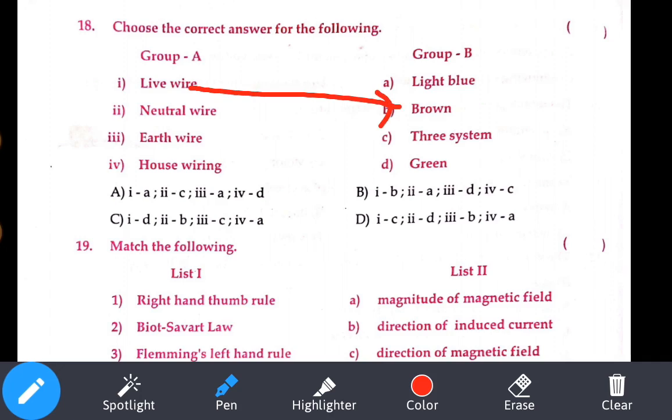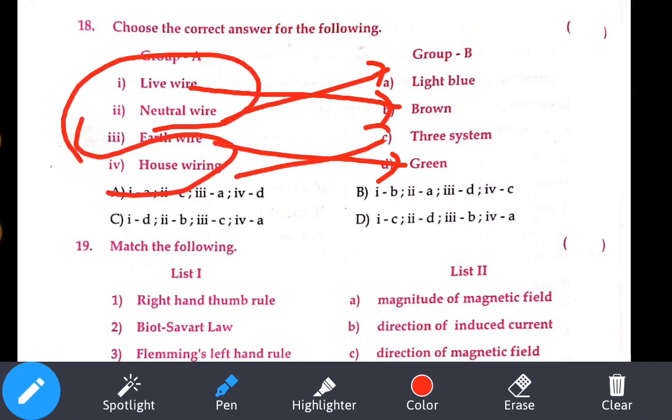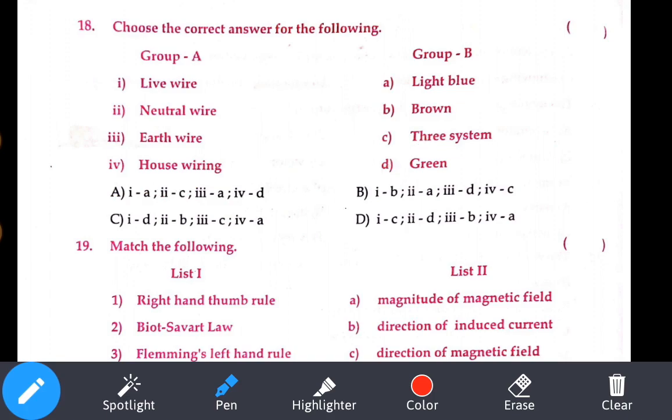Neutral wire is our A. I think you can guess the answer, because in the options only one option starts with B. And the earth wire will be green. What about house wiring? It is a three-wire system. Here, whatever three wires are given, it is all a three-wire system. In your houses you will have three wires: phase, neutral and earth. So option B is our answer.